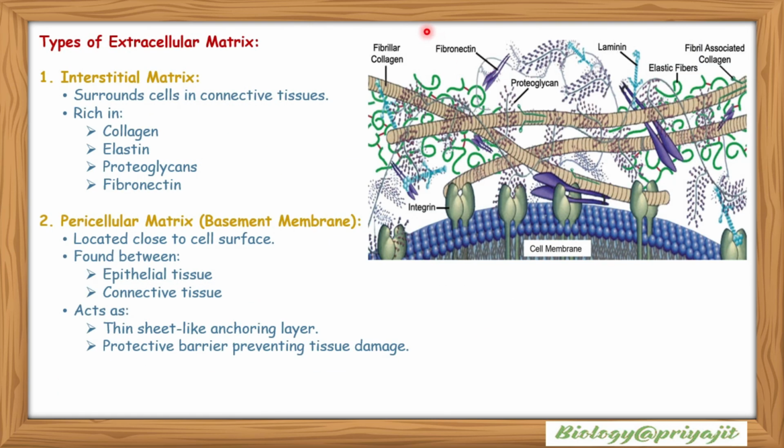Types of extracellular matrix. Basically, extracellular matrix types are the interstitial matrix, which surrounds cells in connective tissues, and it is rich in collagen, elastin, proteoglycans and fibronectin. Pericellular matrix is found in the basement membrane. They are located close to the cell surface. They are found in between epithelial tissue and connective tissue. They act as a thin sheet-like anchoring layer, a protective barrier preventing tissue damage.